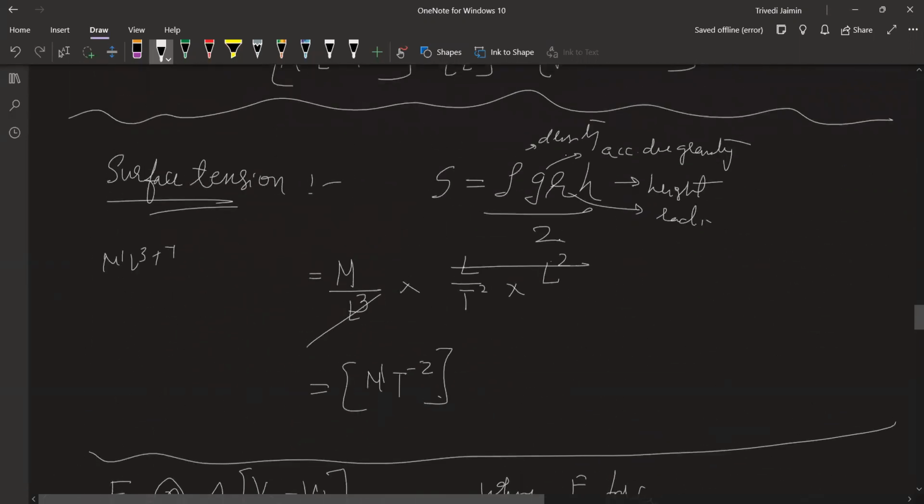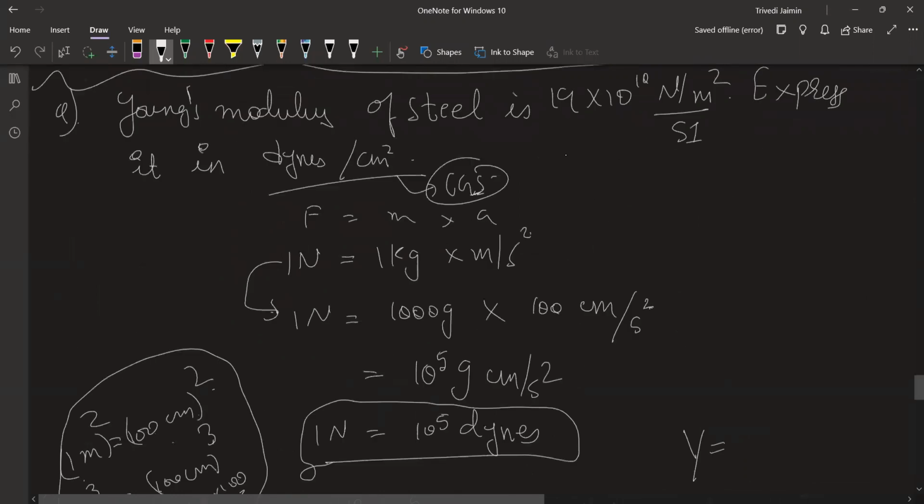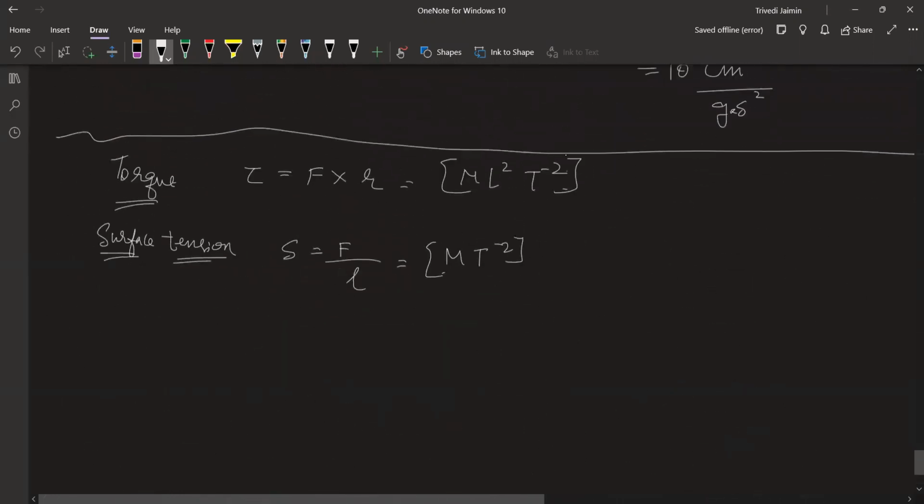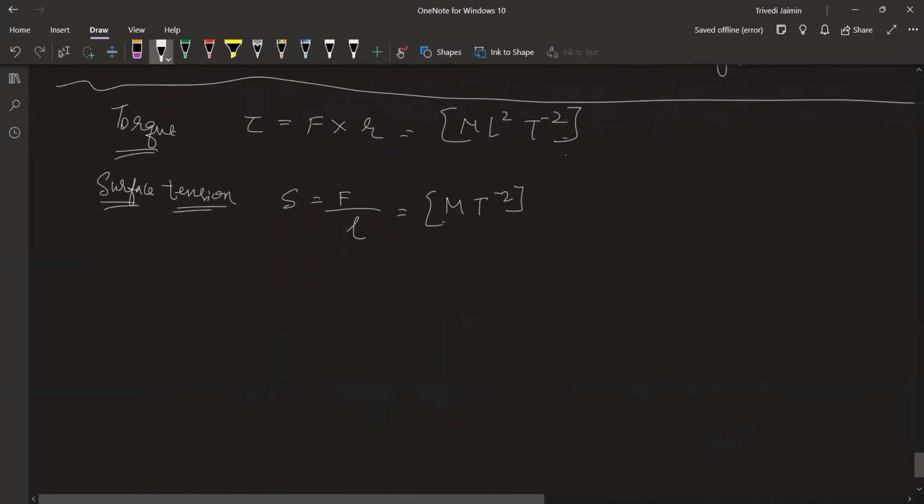The formula we are deriving in a different manner, but the answer will be the same. See, the dimensions are the same, M1 L T minus 2. I'm just giving formulas which are short to remember.